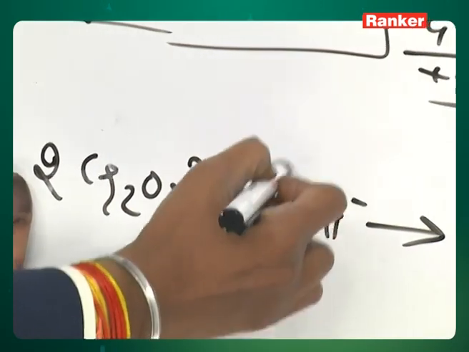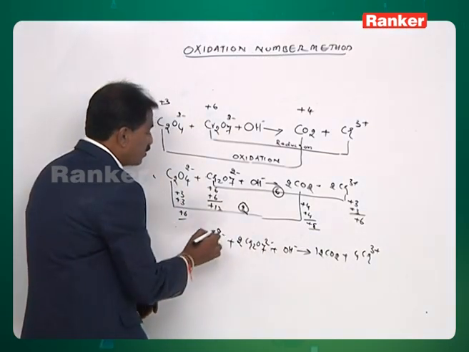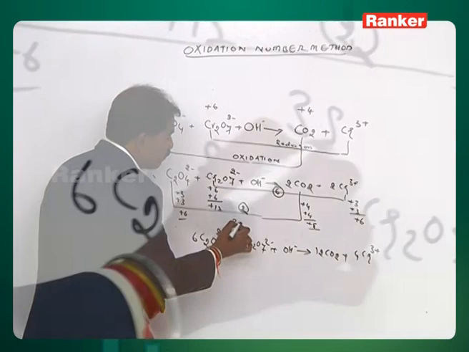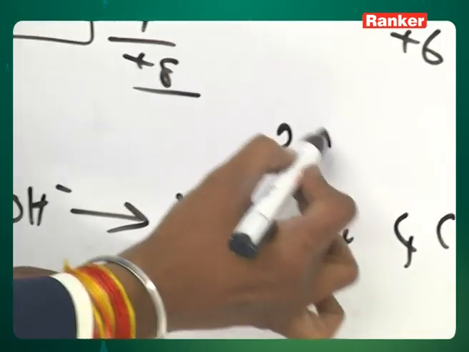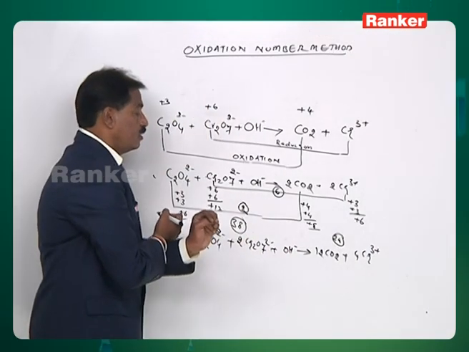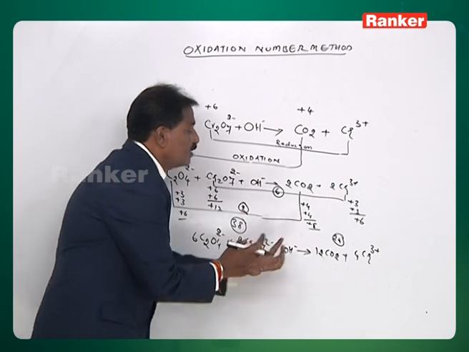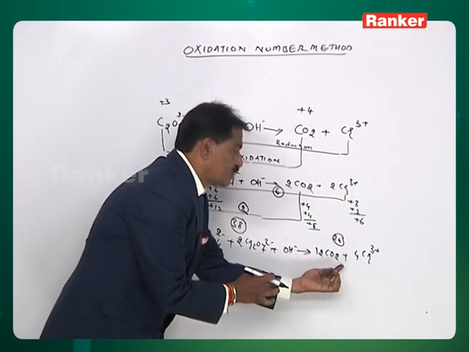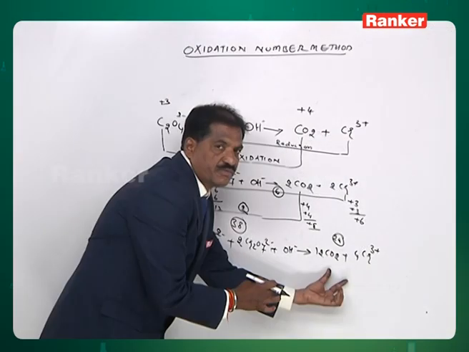Let us count this oxygen later. Here 38 oxygen atoms are present. This side 24 oxygen atoms are present. So therefore, which side has an excess of oxygen atoms? This side. This side has a deficiency of oxygen atoms. So how many oxygen atoms are deficient? 14 oxygen atoms are deficient.